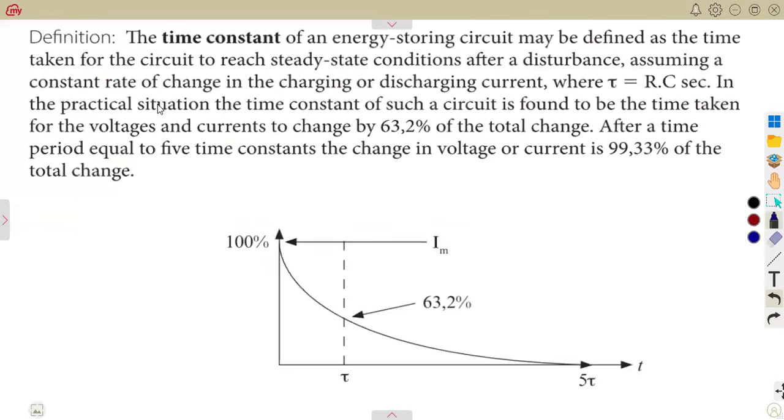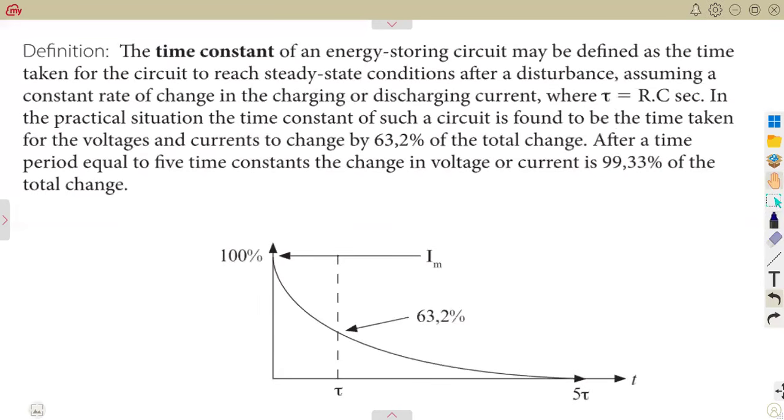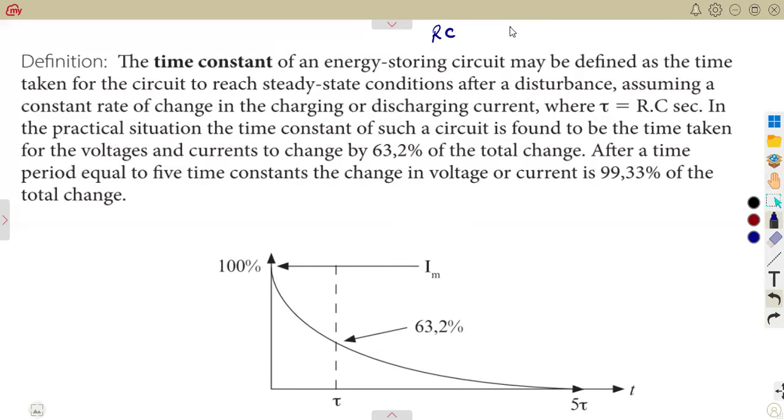Considering this, because in your calculations you are going to be given presentations for the time constant. By definition, the time constant here is of an RC circuit, because we are going to talk about another circuit, the RL circuit, later. So this is the definition for an RC circuit. It may be defined as the time taken for the circuit to reach a steady state condition after a disturbance, assuming a constant rate of change in charging or discharging current. Take note of this one.